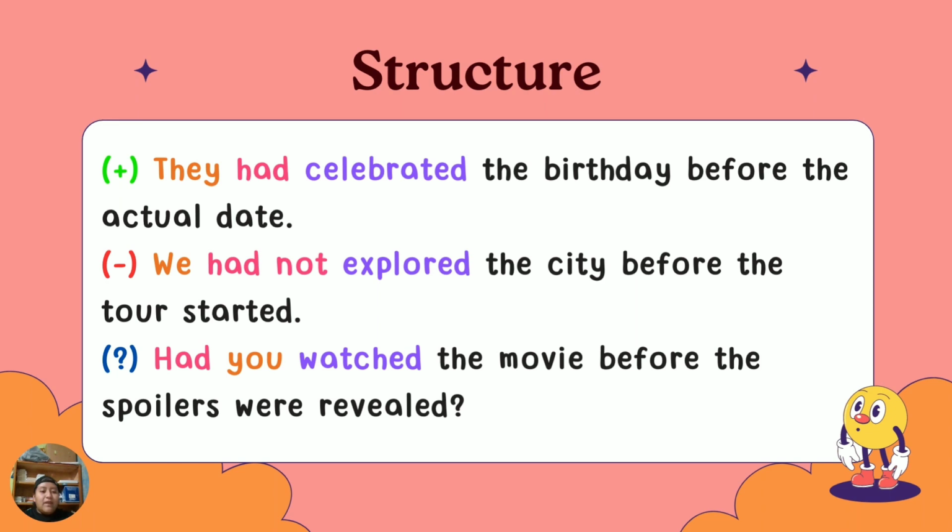Question form. Had you watched the movie before the spoilers were revealed? We have first the auxiliary verb had, the subject you, the main verb in past participle watched, the complement, and the question mark.